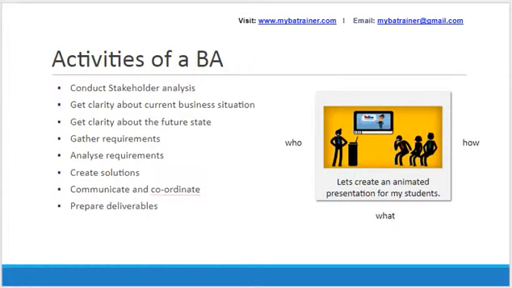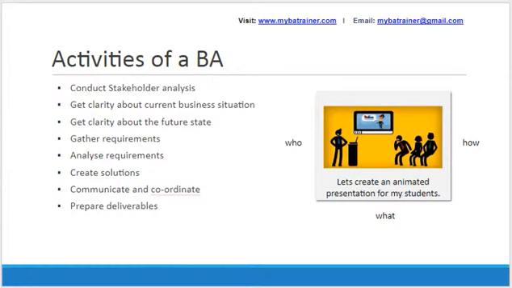The fourth activity is gathering the requirements. You have already identified the stakeholders, so you need to start gathering the requirements from them. Once you have gathered the requirements, you have to start analyzing them, and once that is done, you have to start preparing the solutions.